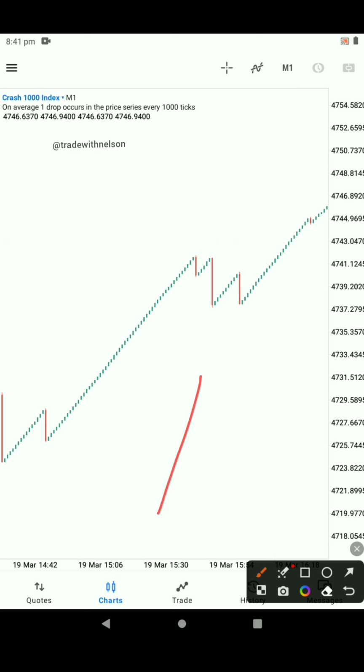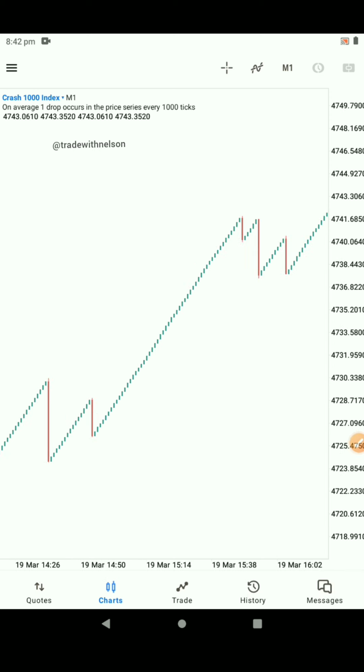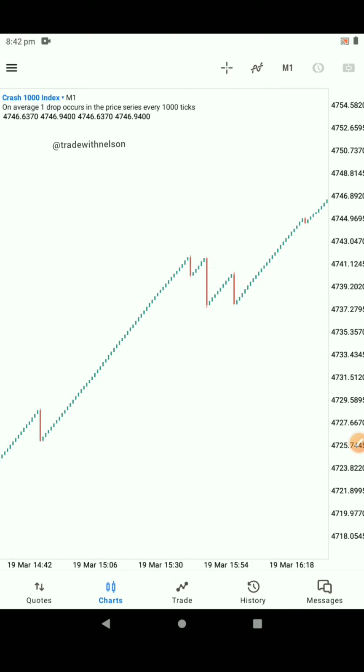So let's say the market has created an uptrend like this, and we know that it has created another uptrend. So we know that the market is likely to come down like this and go up. So we are going to mark a particular area where the market is likely to touch and then continue to go in an uptrend. So let's head straight to the chart and let me show you what I mean.